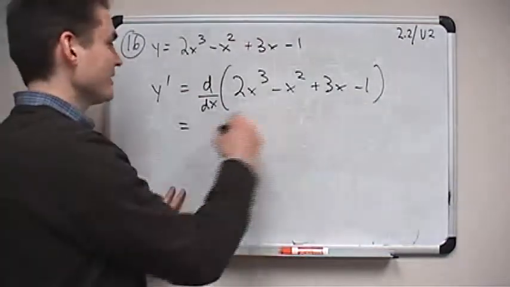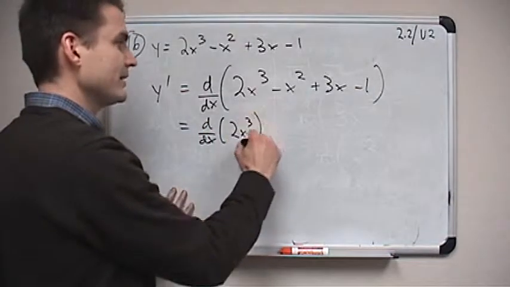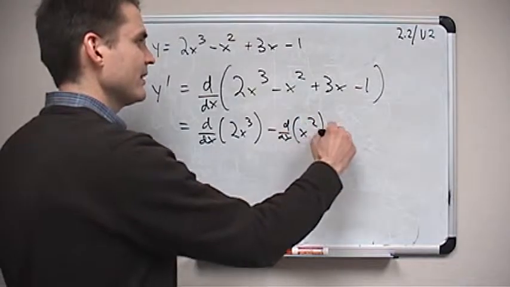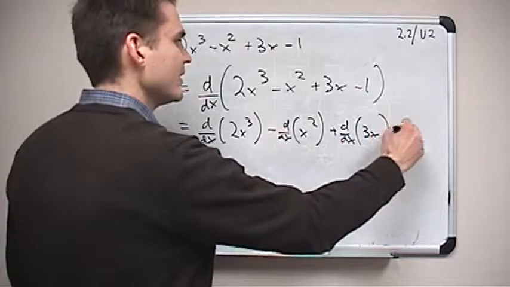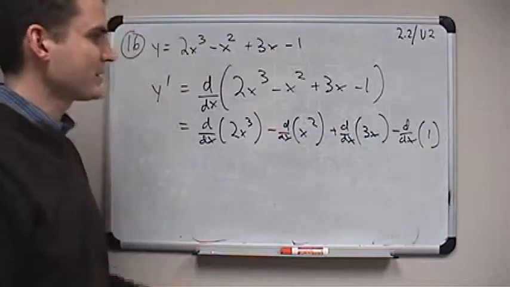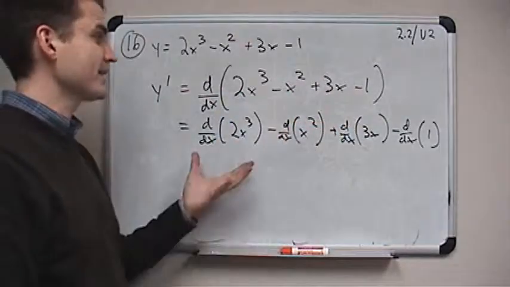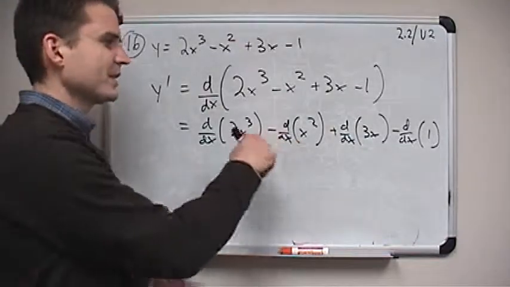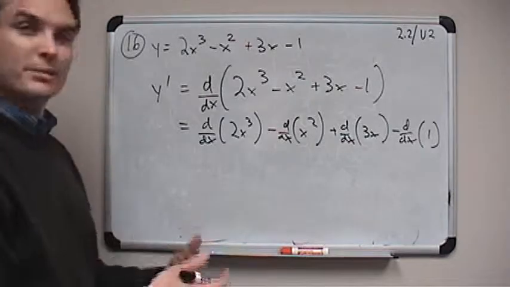This big derivative is really just the derivative of 2x cubed minus the derivative of x squared, plus the derivative of 3x minus the derivative of 1. Okay, so you see what I did there. I took the derivative of this sum and difference and wrote it as a sum and difference of separate derivatives, because each one of these smaller functions is closer to something you can apply a rule to.